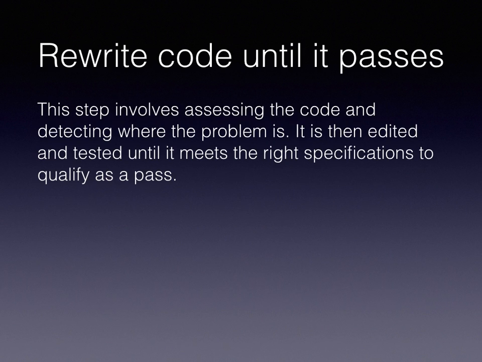So next is just basically a branch of what was on the second one, which is just rewrite the code until it passes. So as I said, it just involves assessing the code and just detecting where the problem is. And once a problem with the code is found, it will hopefully then be edited and tested until it meets the right specifications to qualify as a pass.